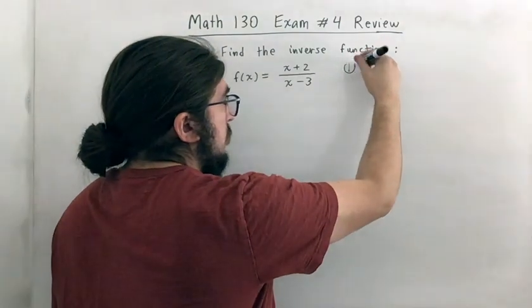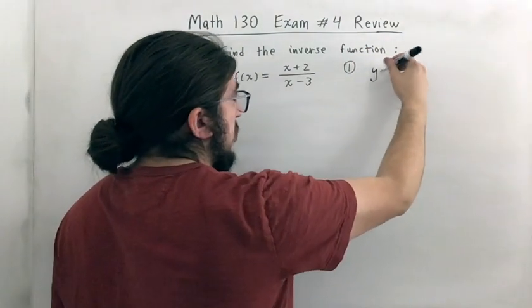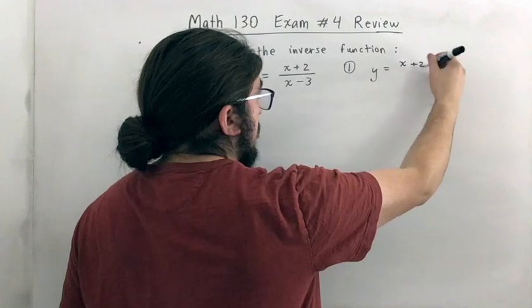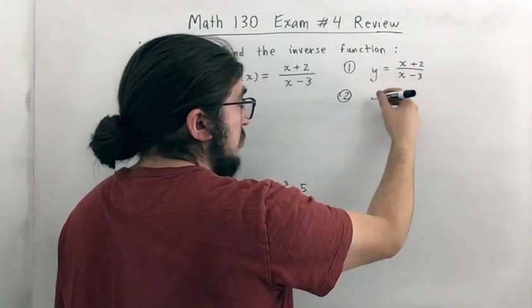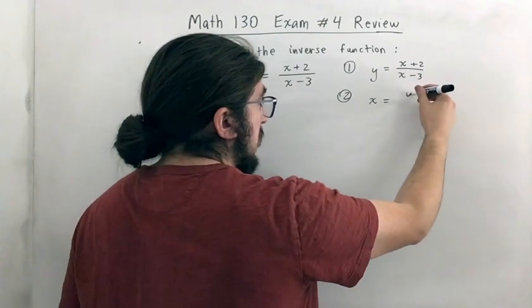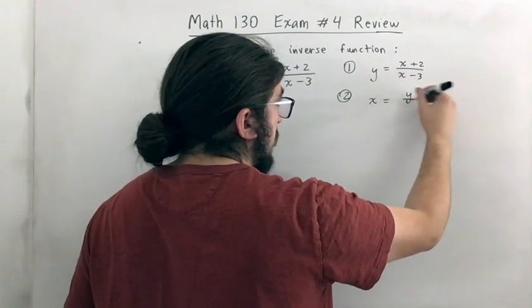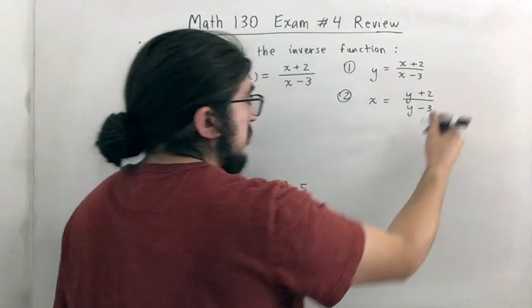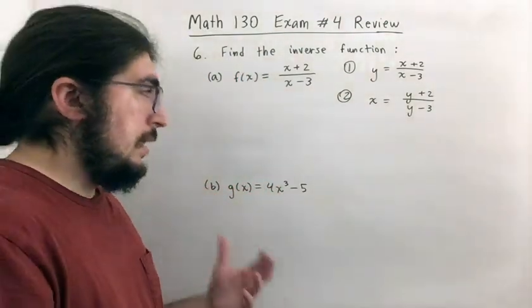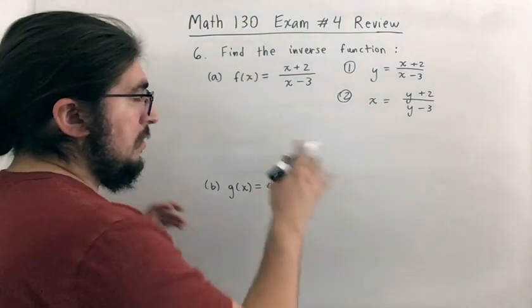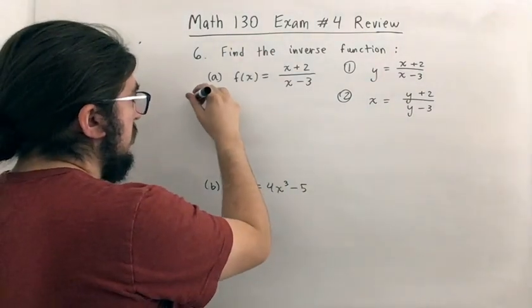So the first step is to replace f of x with y, simply put. The second step is to replace all x's with y's and all y's with x's. So this is kind of like the swapping step. Everywhere I see an x, write a y instead. Everywhere I see a y, write an x instead. Now the next step is to solve for y. Now this is the most time-consuming step.